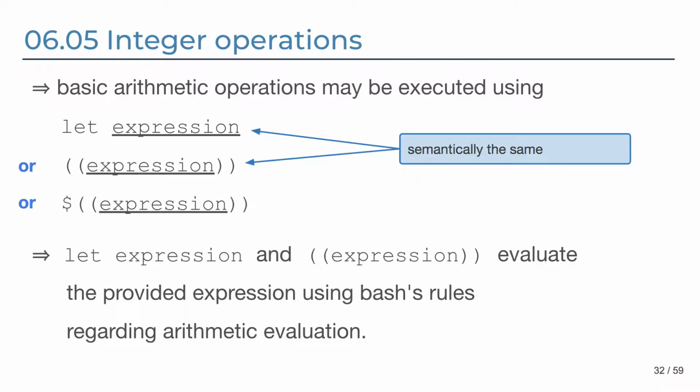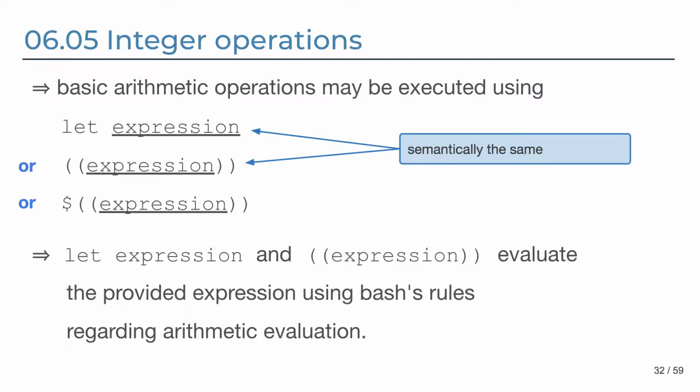All right, that brings us to the next topic, and that's operations on variables. The basic operations one can do are integer operations, and there are multiple syntaxes in Bash for that. One is the command let, which is let and an expression, and it will execute the expression. Or you can use double parentheses, which also executes the expression, or another one, which is the $ sign and double parentheses and an expression.